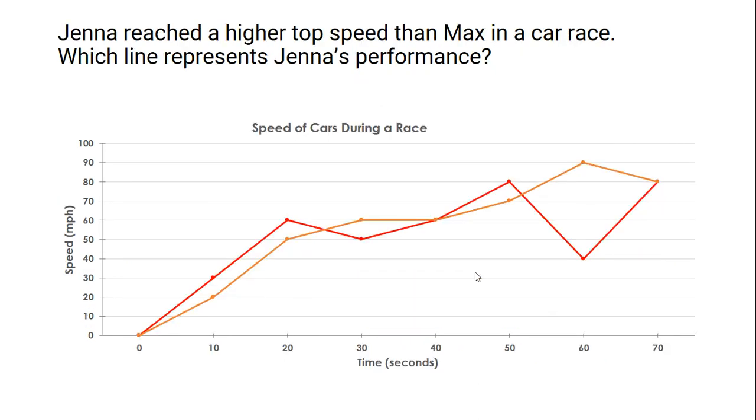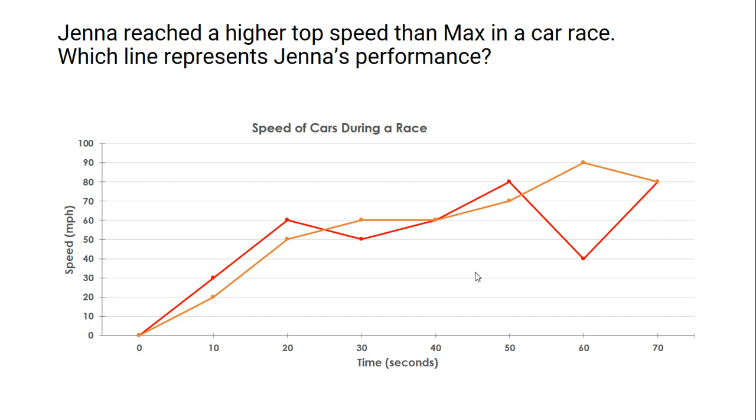This is another type of question that we might get, a problem-solving question. Jenna reached a higher top speed than Max in a car race. Which line represents Jenna's performance? So the title, speed of cars during a race. On the vertical axis, we've got speed in miles an hour, and along the horizontal axis, we've got the time in seconds. So having a look, both cars take off and go for a drive at different speeds, but I want to know which of these colours represents Jenna's performance.